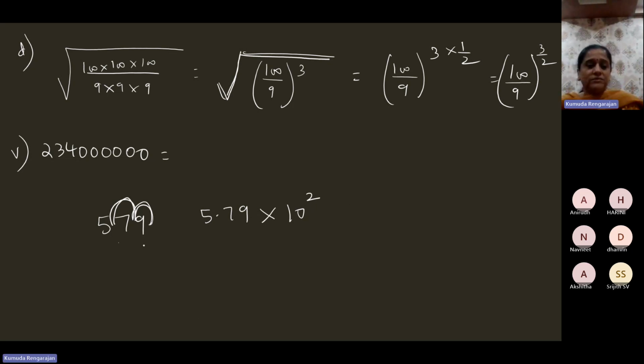Another example. So supposing you have 3,400. Now, in this number, the decimal point is here. 1, 2, 3. It becomes 3.4. 3.400. The decimal point is here.